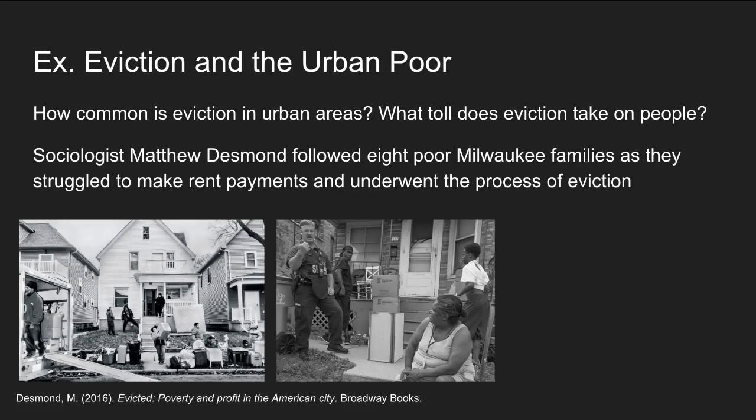There are many issues that social scientists study. In sociology, here are a few examples of social research that's been conducted recently. One example of a study was done by the sociologist Matthew Desmond at Princeton University. Over several years, he followed 8 poor Milwaukee families as they underwent the process of eviction. So they were forced from their home because they were unable to make rent payments or sometimes for other reasons. So he was able to pose and answer questions about how common eviction is in urban areas and the toll that it takes on people.